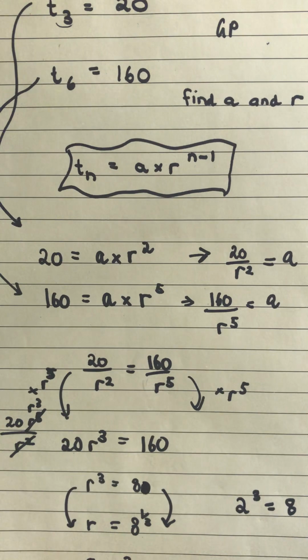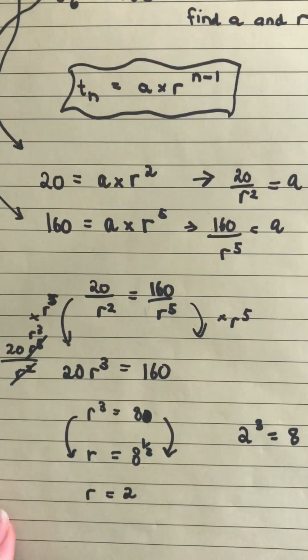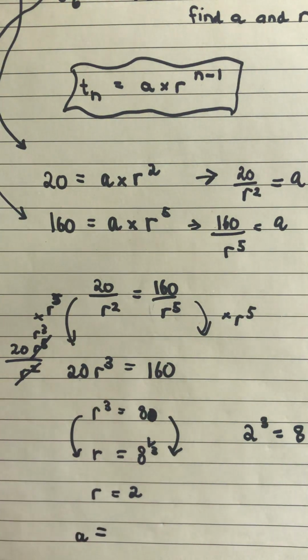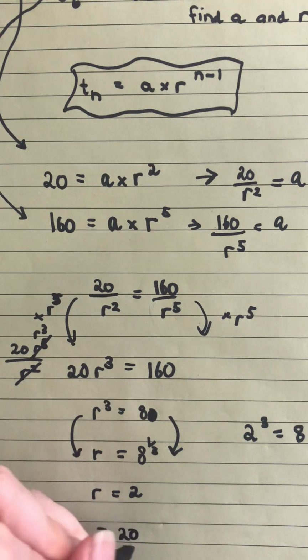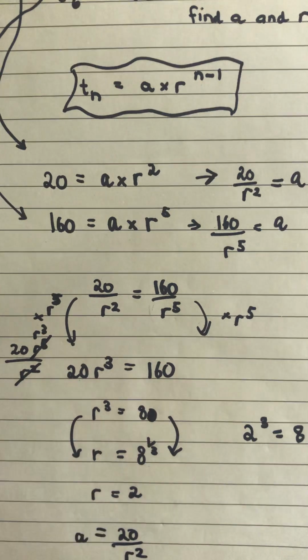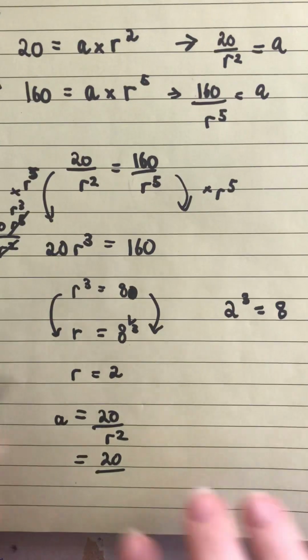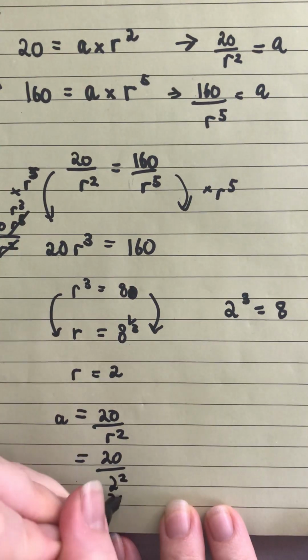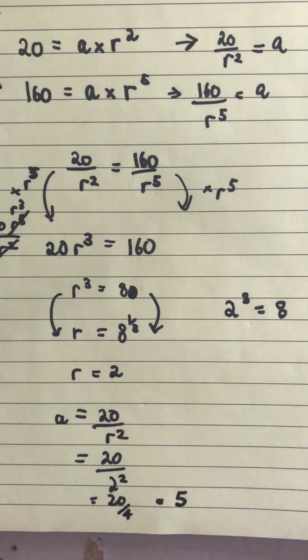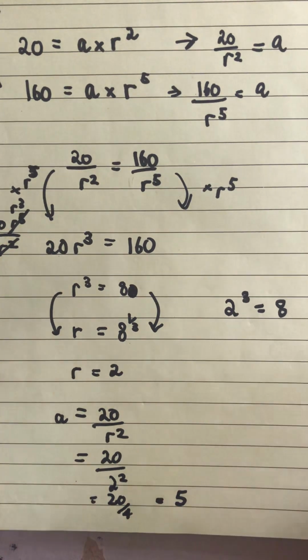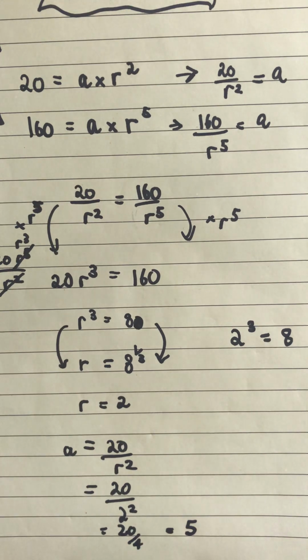Now we've got R equals 2, we can sub that back in to get our A value, because we know that A, and we could have used either of them, A is equal to 20 on R squared. So 20 over 2 squared is 20 over 4, which equals 5. We could then check that in the other one if we wanted to, but now we have our A and our R, and we can go on to solve other questions with that. So hopefully that helps with solving these types of questions.